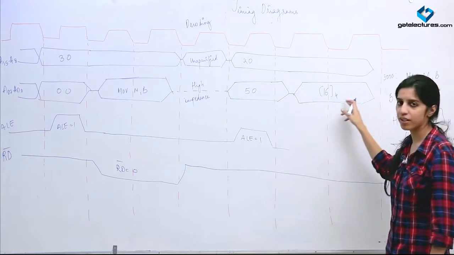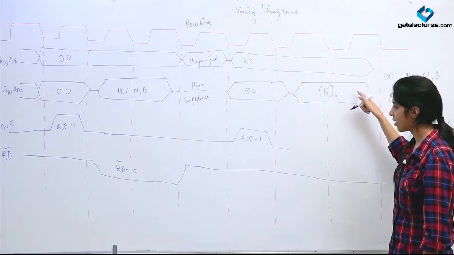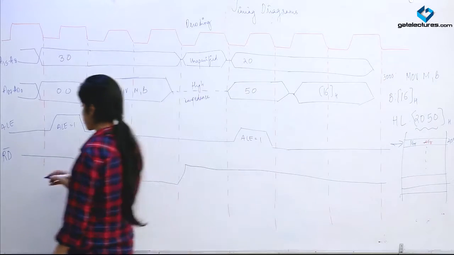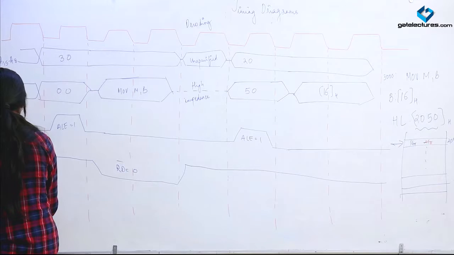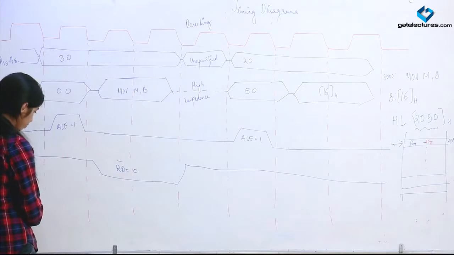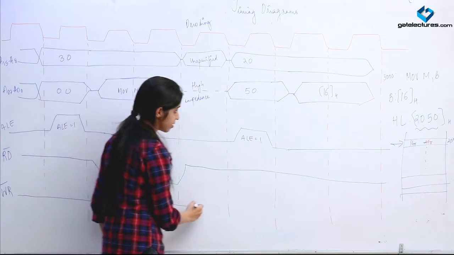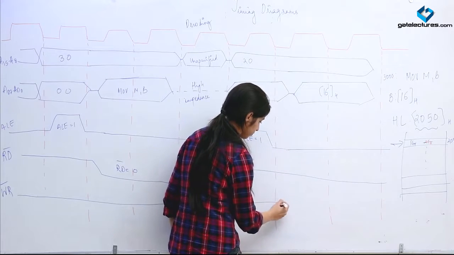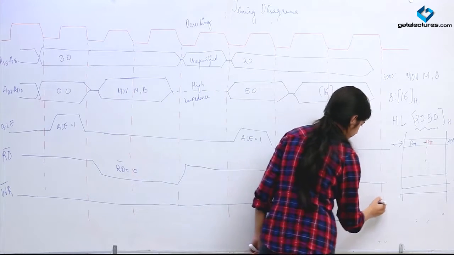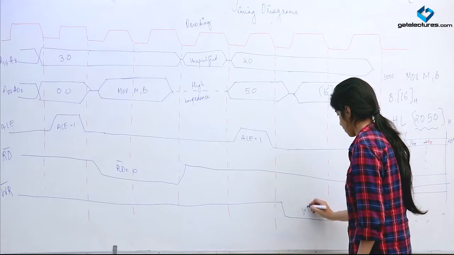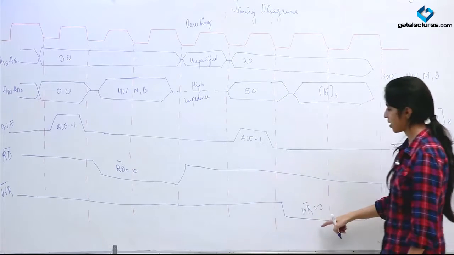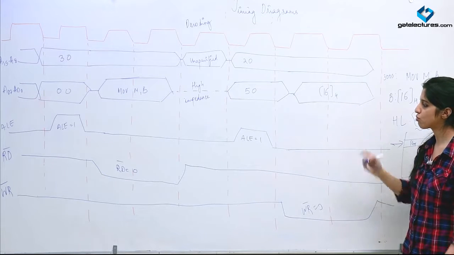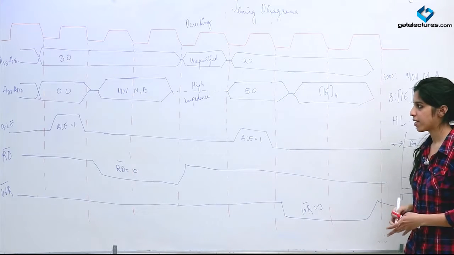16 is the data that you have to write, and to write this data we use another signal, which is WR, write bar. We make write bar 0 for this duration. As soon as you make write bar 0, this data is written in memory location 2050, which was pointed to by the HL pair.